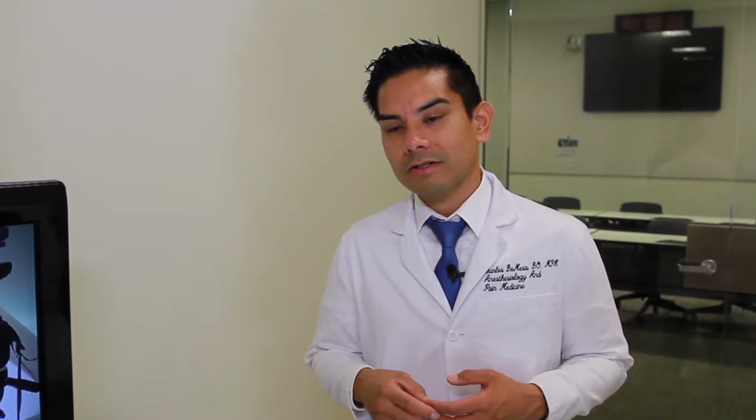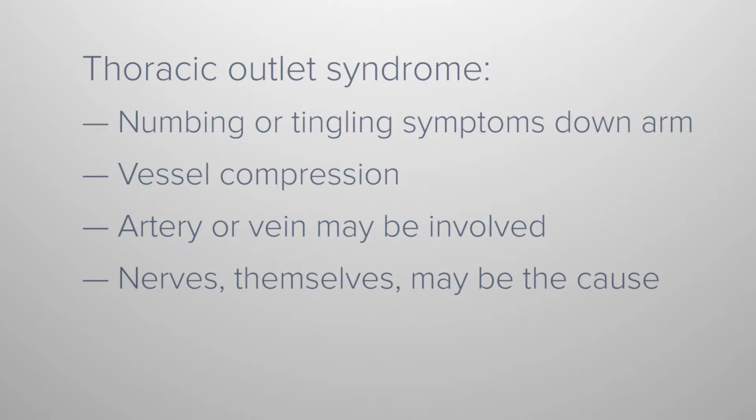It is a collection of nerves and vessels that may originate higher up along the area of the neck and go down and pass through the shoulder. It can lead to symptoms of numbness and tingling down the arm and into the hand, and this condition is commonly referred to as thoracic outlet syndrome.